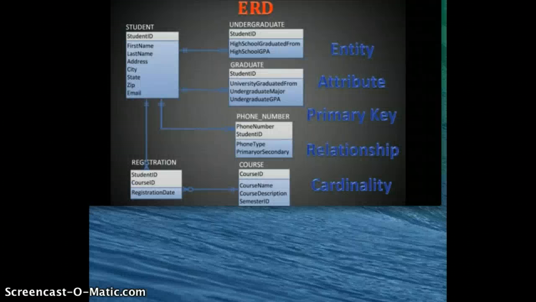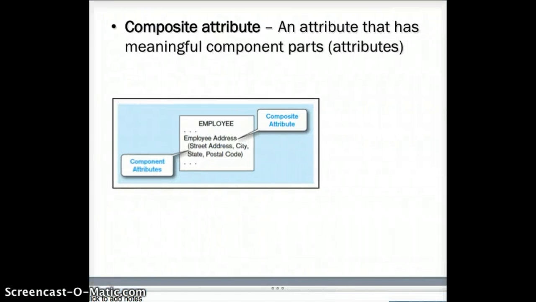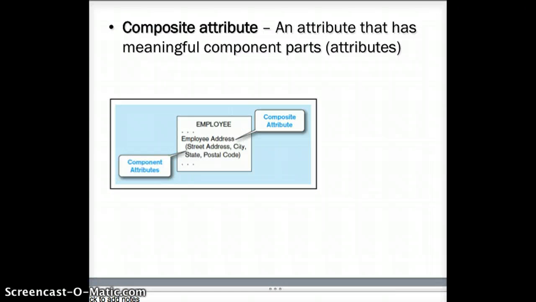Next, let's talk about composite attributes and component attributes. A composite attribute is an attribute that has meaningful component parts. So in this example, you can see that employee address under employee is a composite attribute. Component attributes would be the little details, so the street address, the city, the state, the postal code. That's pretty simple stuff.